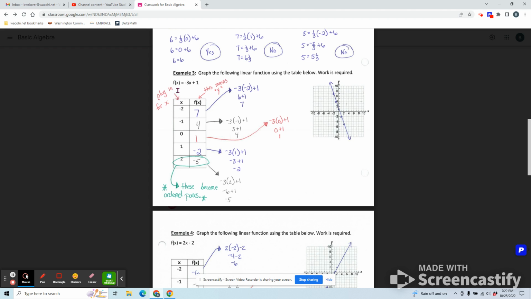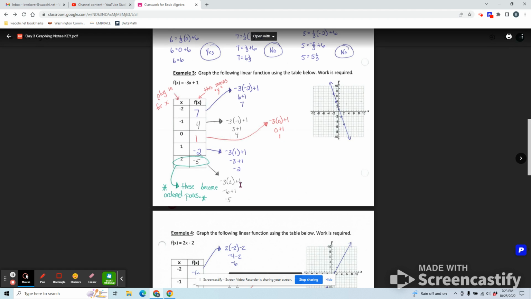And over here I wrote that I'm going to plug in for x. So anywhere I see an x, I'm going to plug in a negative 2, or a negative 1, or a 0, or a 1, or a 2. And in this column, these are my y values. That's why I wrote this means y. So I tried to color coordinate what's going with what.